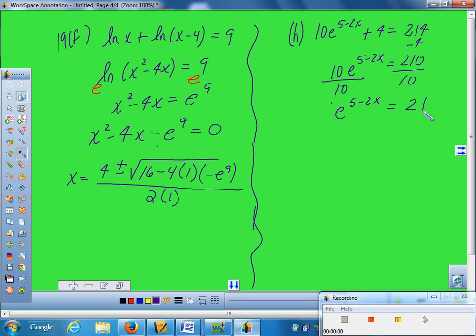From there, once e is isolated, I can get rid of the e, bring the power down by putting a natural log on it, which will then cancel out the e, and we'll have 5 minus 2x equals the natural log of 21. From there, it's a relatively easy solve for x. I'm going to add 2x to the right. I like my x's positive. Subtract my natural log of 21. Divide by 2, and once again, you'll put it in your calculator to get a final answer.